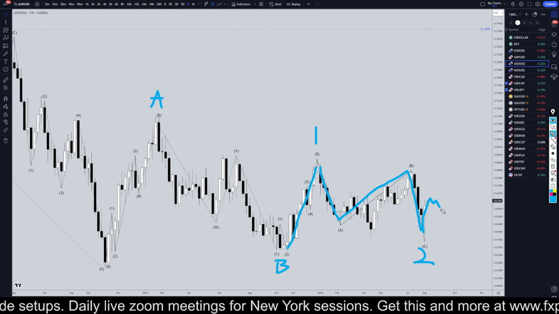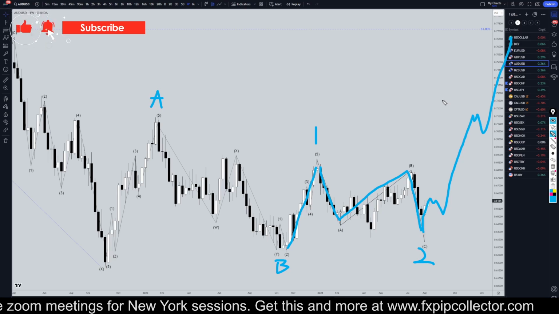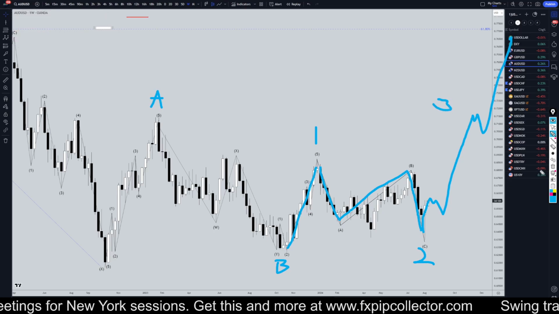I think we may have already started this wave 3 of wave C, and on the higher time frames like the weekly, it should continue to make higher highs, higher lows in this wave 3.